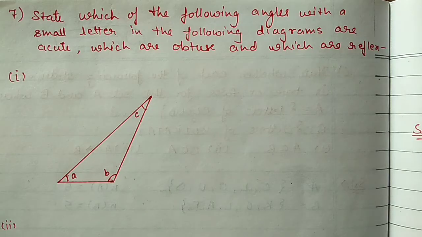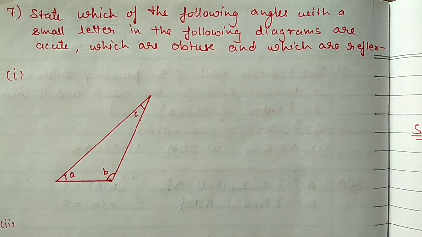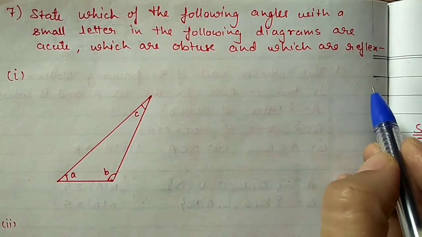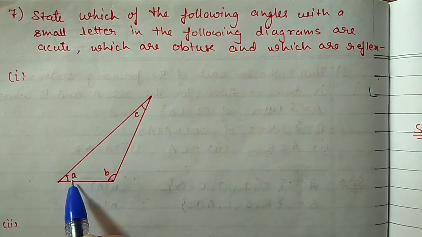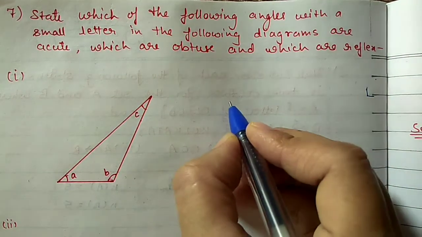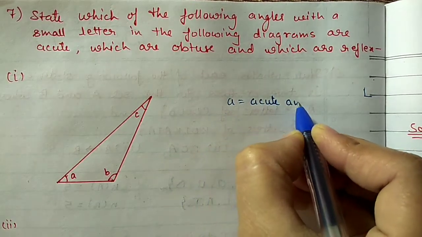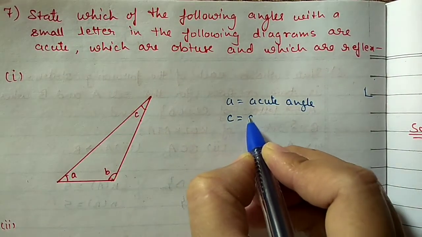Next, question number 7. State which of the following angles with a small letter in the following diagram are acute, which are obtuse, and which are reflex angles. So first, by observation you can say this angle is less than 90 degree, because 90 degree will be an L shape like this. If it is less than 90 degree, then we will say it is an acute angle. So A is here acute, and you can see C is also an acute angle.